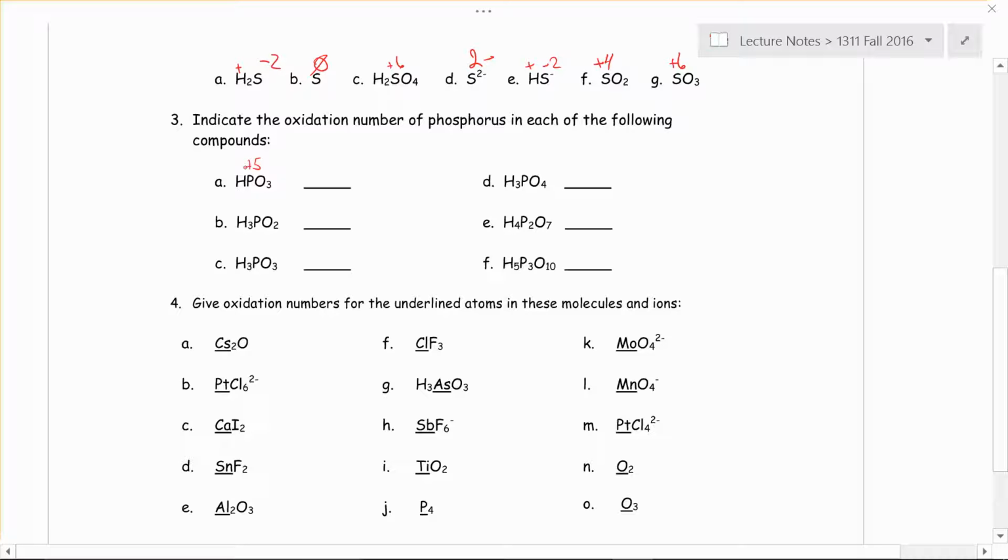How about the next one? What is it? +1, because I only have 4 negative charges. I have 3 hydrogens to balance 3 of those, so the phosphorus must have a +1 oxidation state to balance the other charge. Okay? C. +3. Okay, +3.